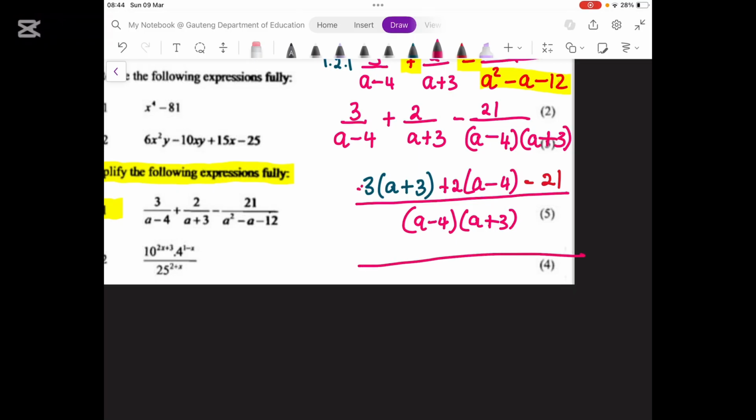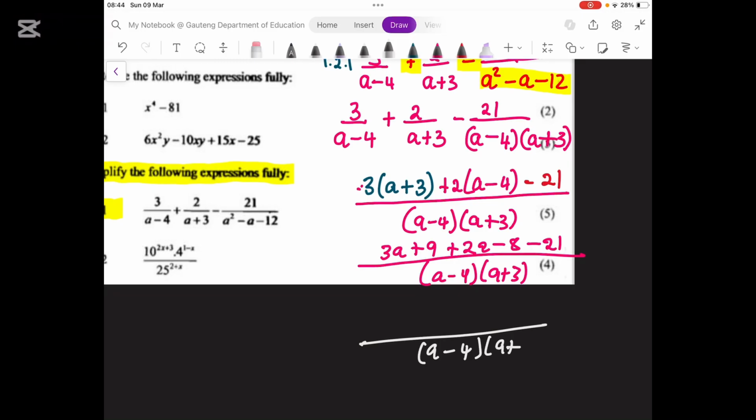So if I remove all the brackets in the numerator, we are going to have, this is our a minus 4, a plus 3, our LCD. So we are going to have 3a plus 9 plus 2a minus 8 minus 21. So add the like terms. So we are going to have a minus 4, a plus 3.